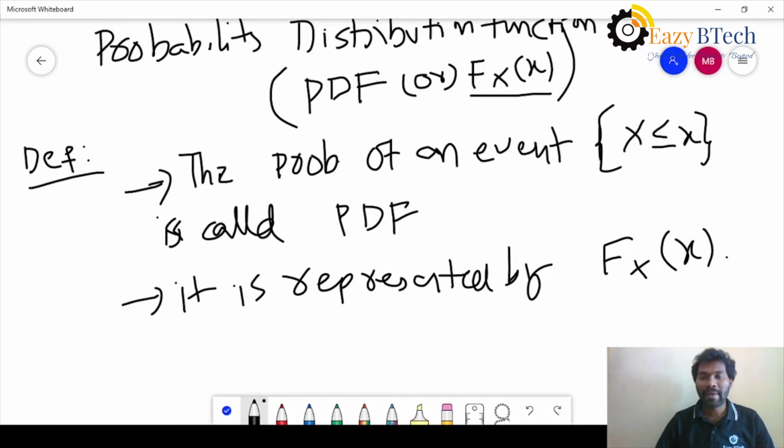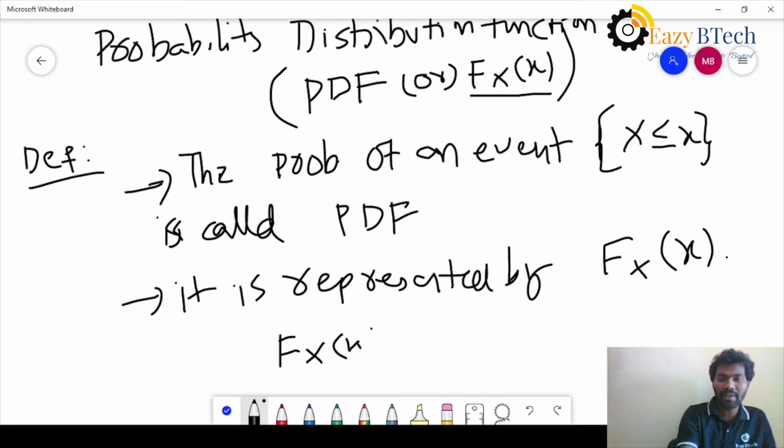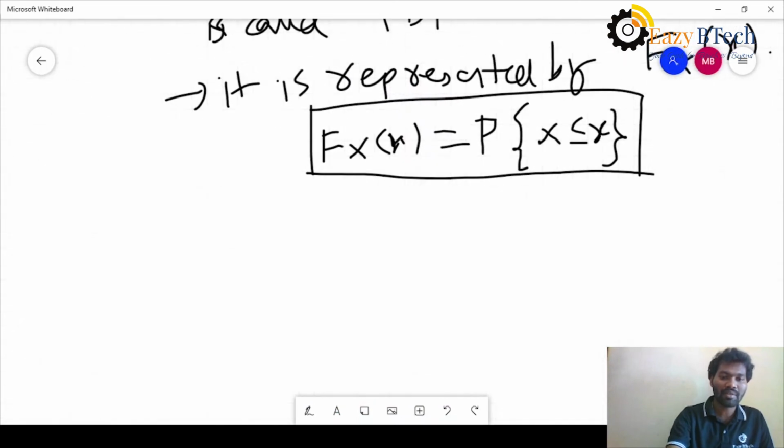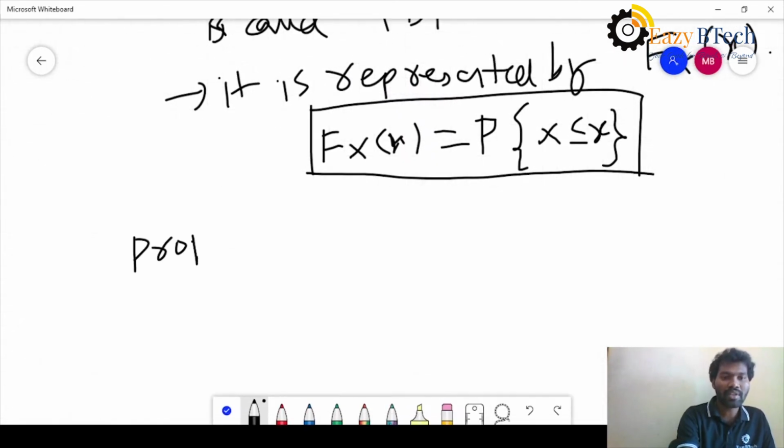So now mathematically the probability distribution can be written like this: F_X(x) is equal to the probability of the event X less than or equal to x. So this is a very important definition in your probability. You should remember this definition compulsorily. There may be a chance that you are asked to give this definition in very small questions. Okay, so this is the definition. Now moving on to the properties of the probability distribution function.